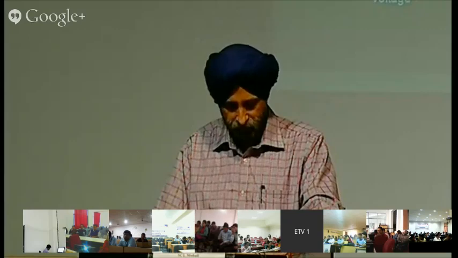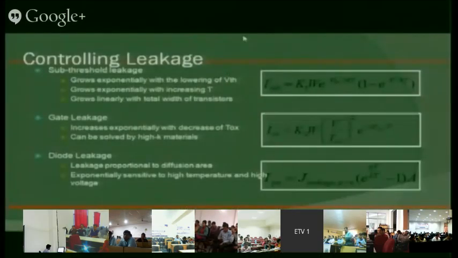Then there are diode leakages. Diode leakages occur where there is a PN junction, source and drain with respect to the body. As you know, this diode leakage depends on the area. If you make the junction small, the area small, leakages will be small. It depends on the voltage and on the temperature also. For a PN junction, the reverse current depends on the voltage. If the voltage is more, the leakage is more. If it is less, it is less. If the area is less, it is less.